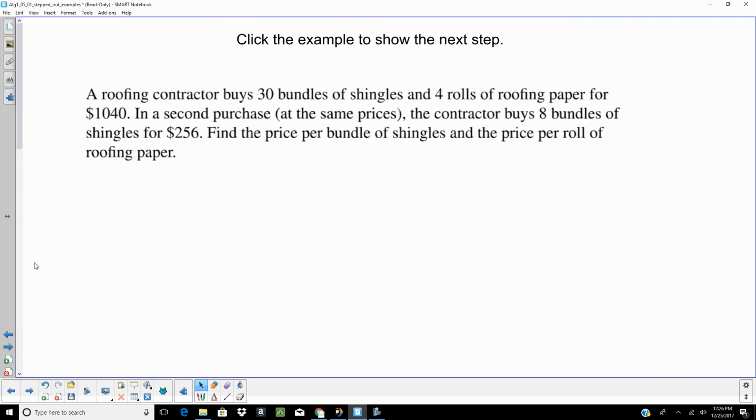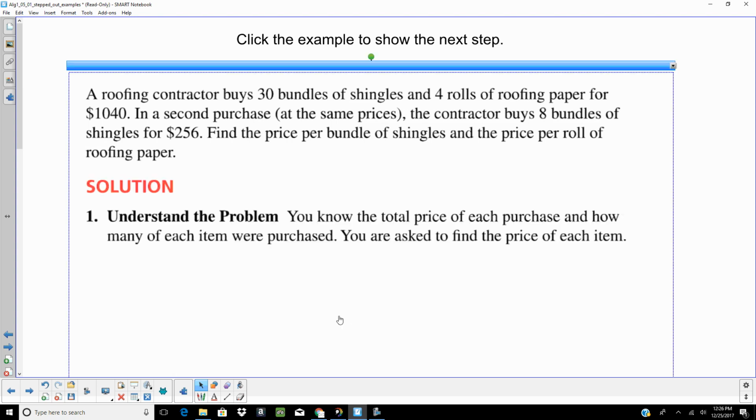So, a roofing contractor buys 30 bundles of shingles and 4 rolls of roofing paper for $1,040. In a second purchase, at the same prices, the contractor buys 8 bundles of shingles for $256. Find the price per bundle of shingles and the price per roll of roofing paper.